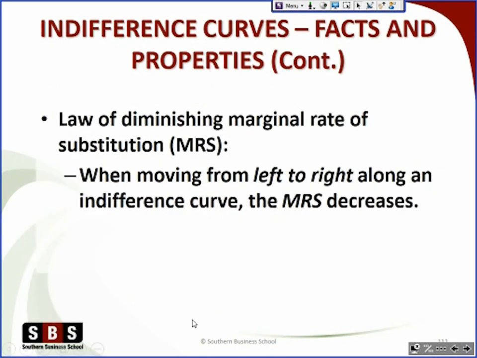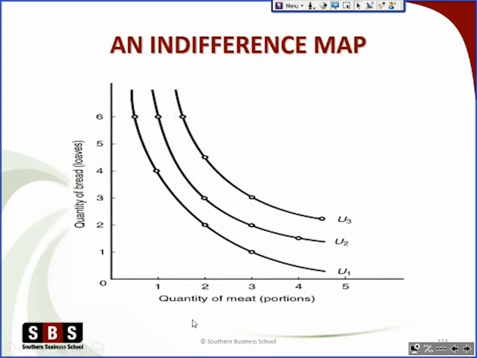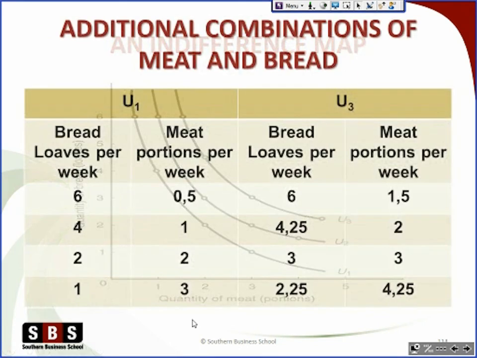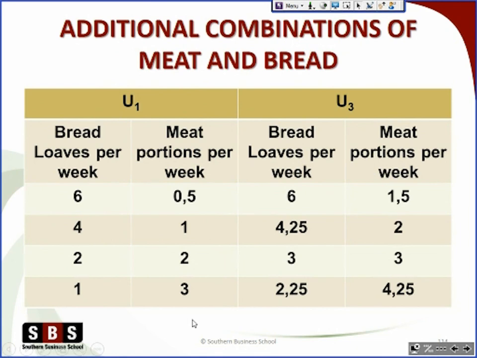But the law of it is when moving from left to right along the indifference curve, the marginal rate of substitution decreases. So just be able to recognize this statement over here. And if you're not sure, you can email me and I'll explain it to you. Now there's the indifference curve map. For exam purposes, you don't have to know that.